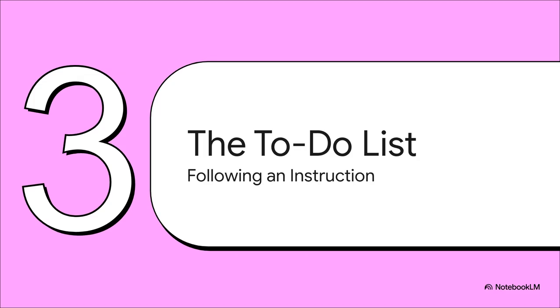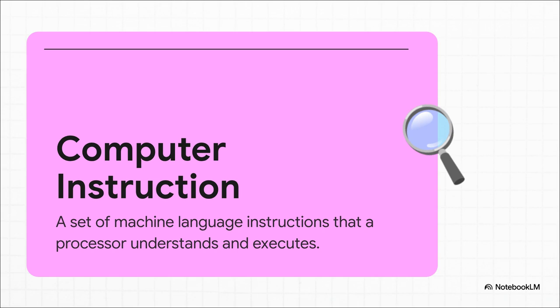Okay, so we've got our components: the brain, the calculator, the traffic cop, and the workbench. Now for the fun part. Let's see how they all team up to actually get something done by tackling just one little item on the computer's massive to-do list. That whole to-do list is made up of what we call computer instructions. And each one is just a teeny tiny, super specific command for the CPU. Something like add these two numbers together, or move this piece of data from here to there. What feels like a single click to you is actually to the computer a sequence of millions, sometimes billions of these tiny instructions.